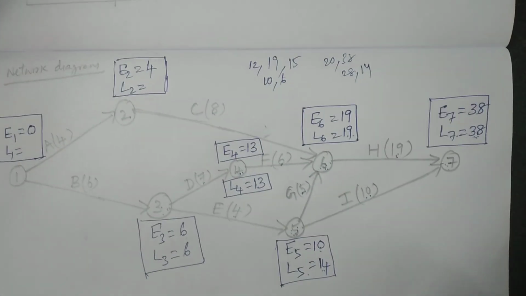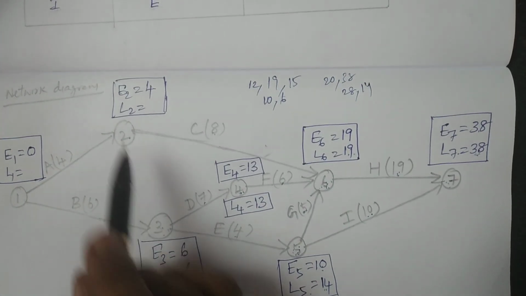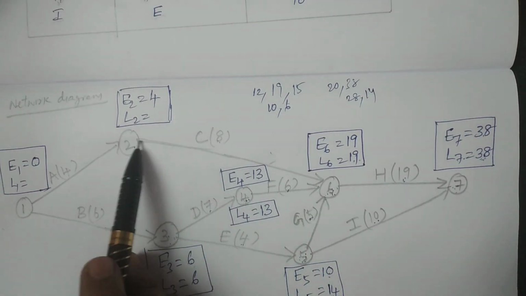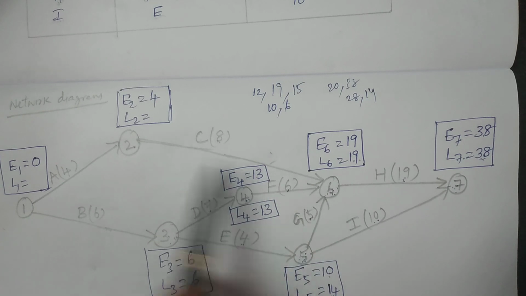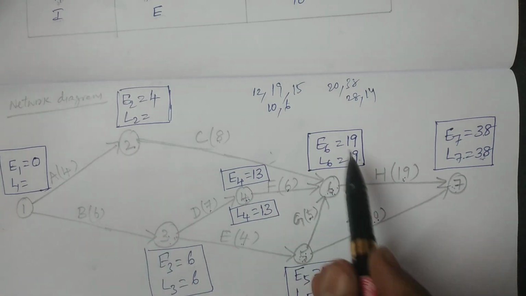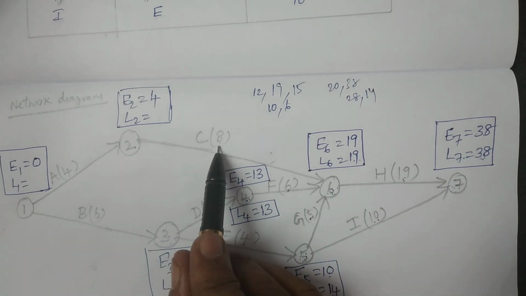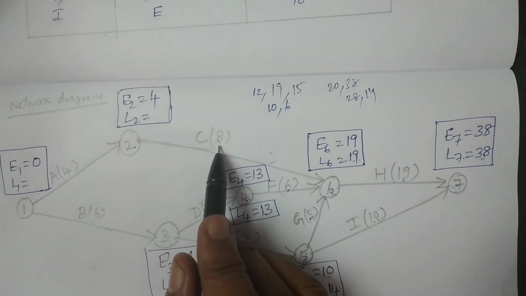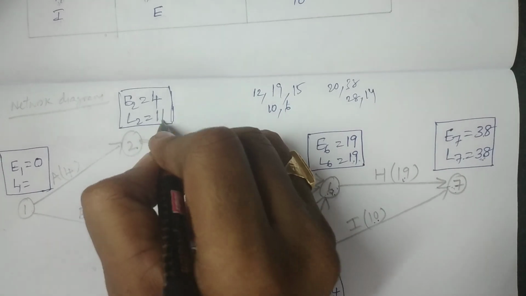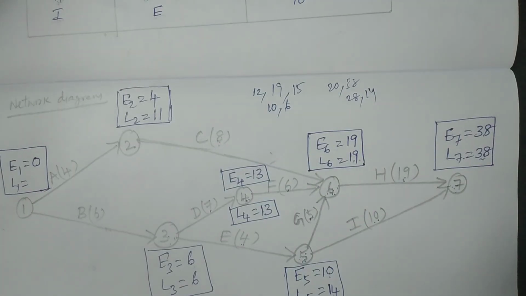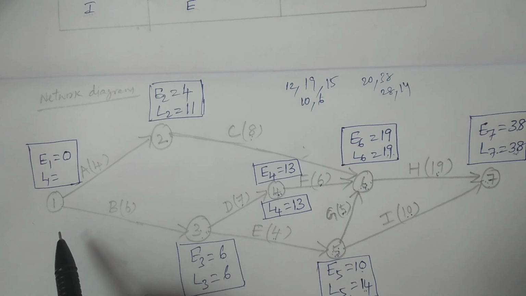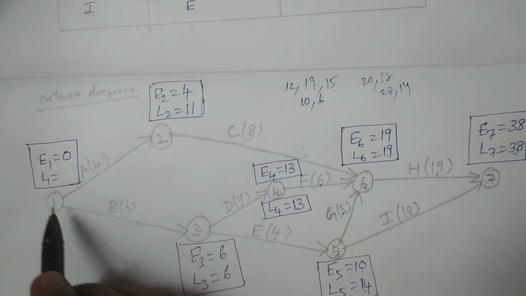And coming to the second node, that is the second event, it is connecting with only one connector, from 6 to 2. L6 minus D26, 19 minus 8, it is 11. And coming back to the last, that is the first node, the last value, L1.